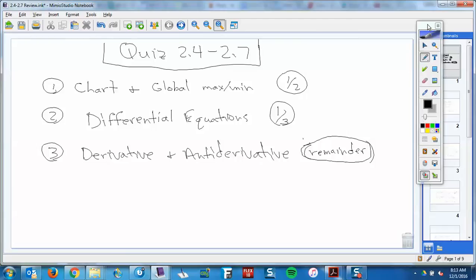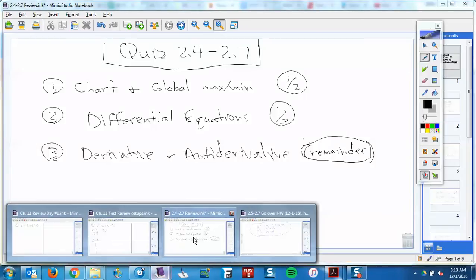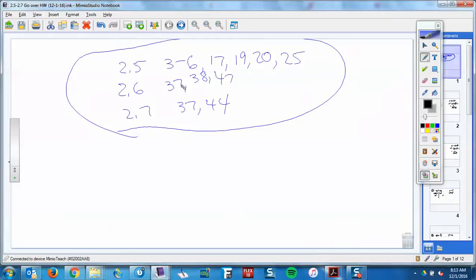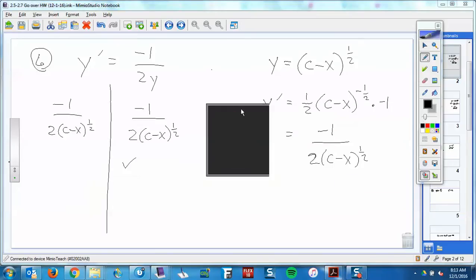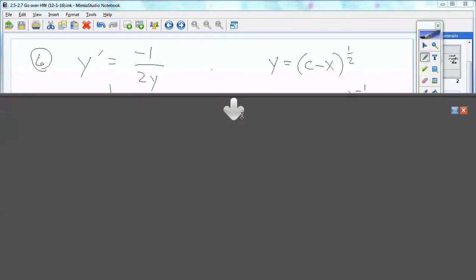All right. So if we go through our homework today, like we have right here, so here's number 6. So we're not going to go through every single one.